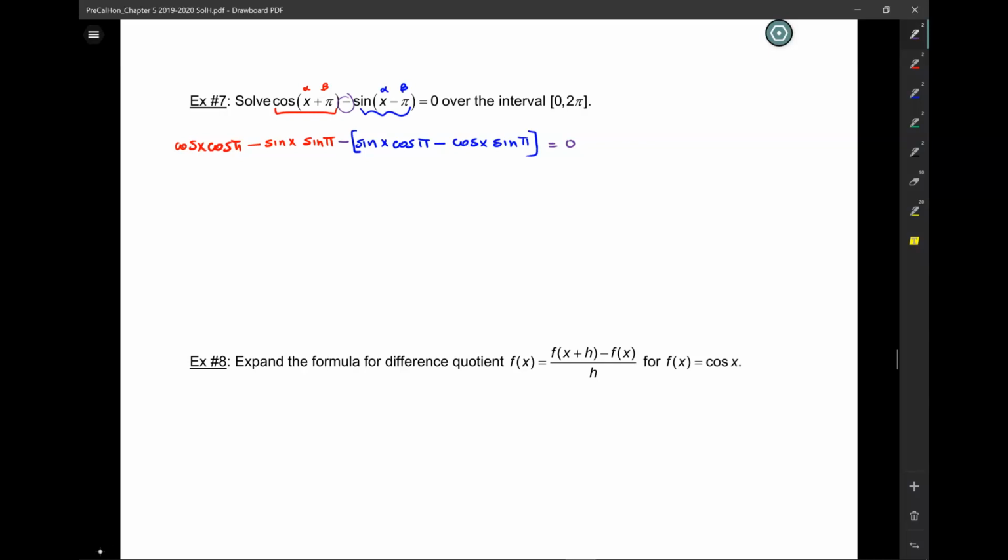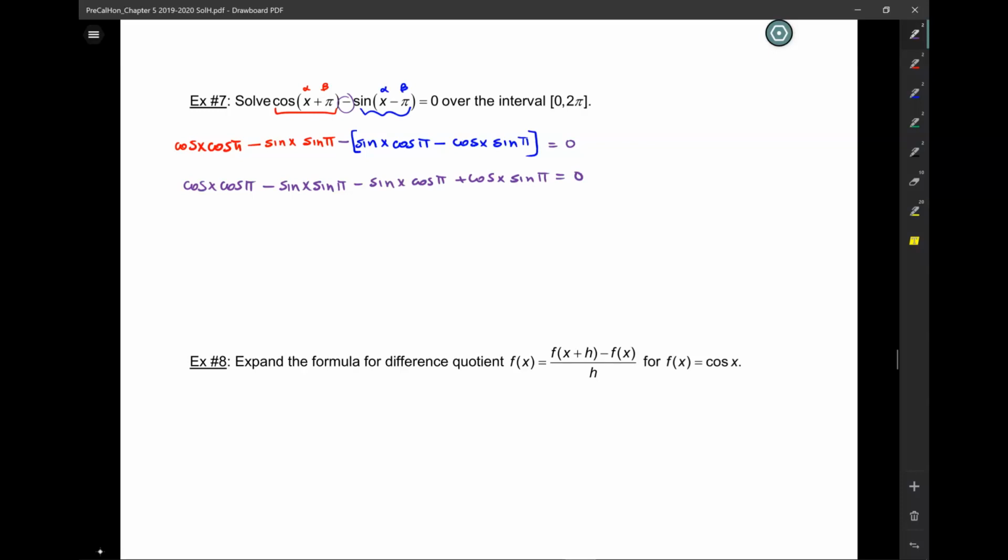Now I'm going to distribute that negative. And it's going to be cosine x, cosine pi. You can simplify before you do that. I'm just taking an extra step. Minus sine x, cosine pi, plus cosine x, sine pi. This is my favorite part because things either combine or they cancel or you get zeros.